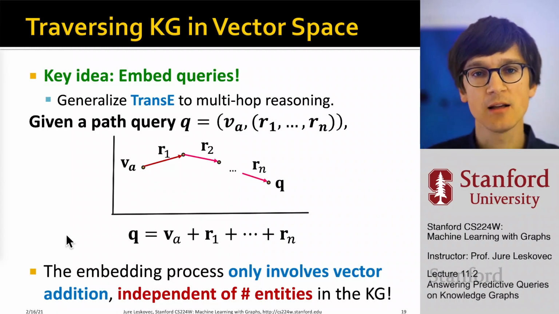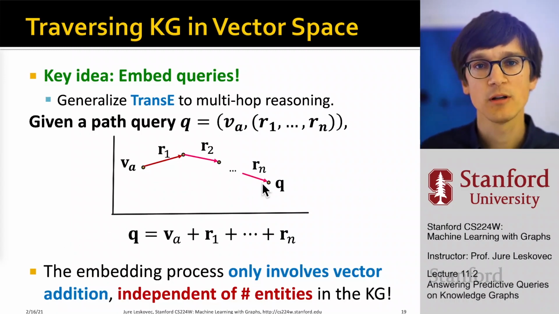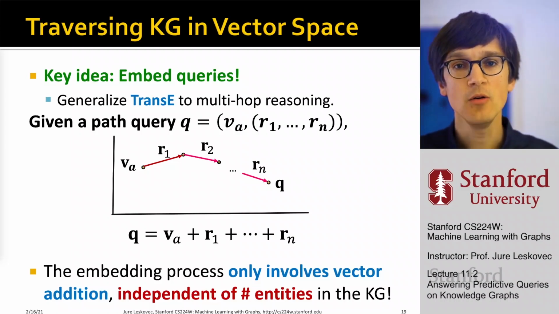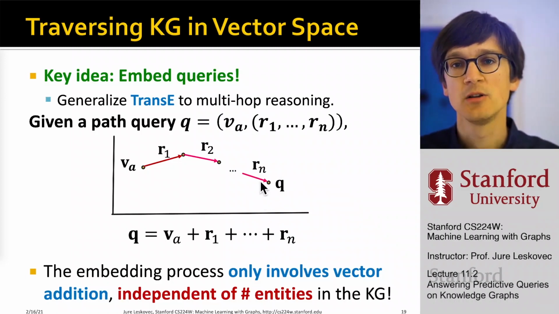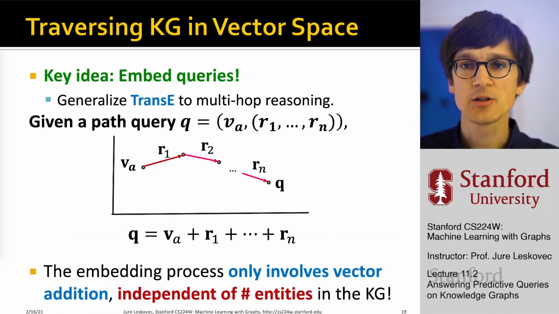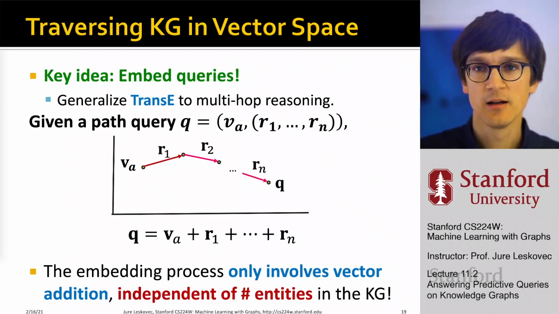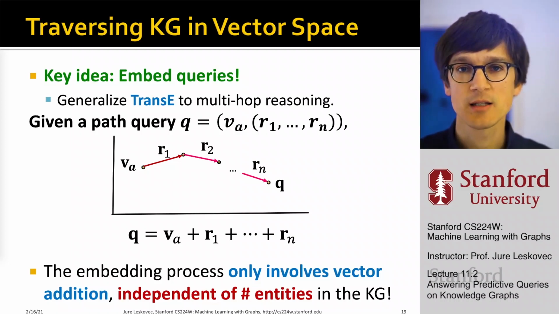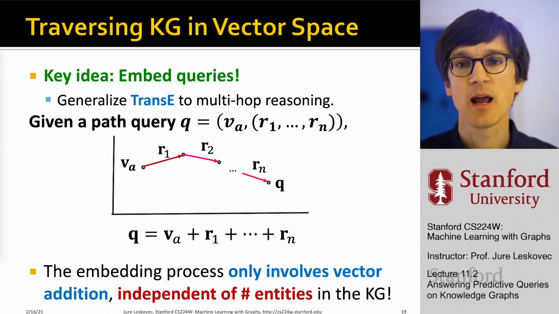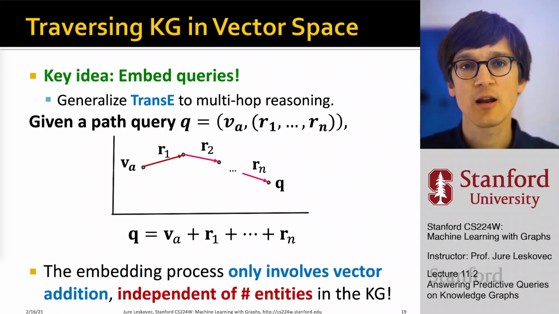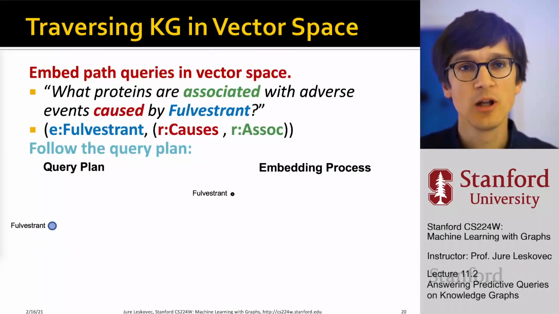Why is this elegant? Because creating this embedding for the query Q simply involves a couple of vector additions. I start with a point and then I add these vectors to it. Once I have identified the embedding of Q, I only look at what entities are embedded close to this point. Those are my predicted answers. I formulate this as a prediction task where whatever is close to the point Q is my answer. That's the idea of how we generalize TransE to multi-hop queries.